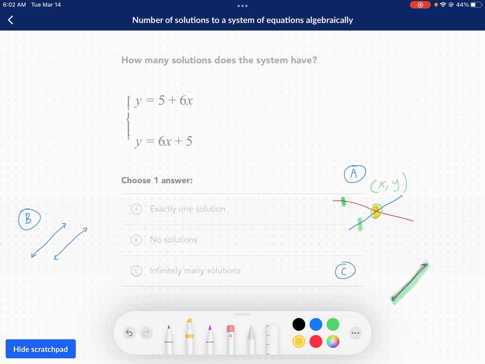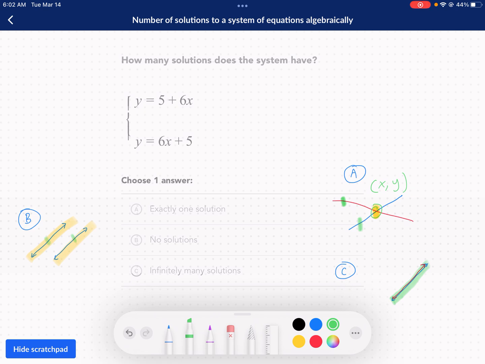That's the majority of lines. Now for part B, it's no solutions. No solutions means they don't ever intersect, so they're going to be parallel lines. They have the same slope, different y-intercepts, and they never cross. There's no values that will be true for both of those. There are going to be some x and y values true for that one, some true for that one, but none that's going to work for both.